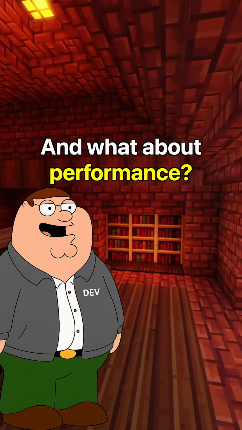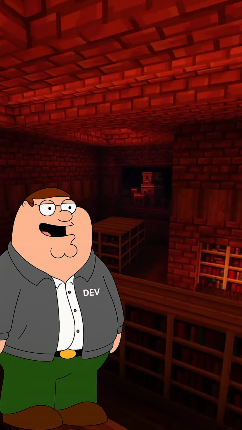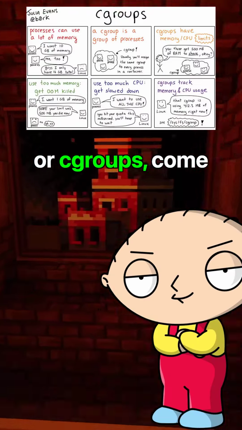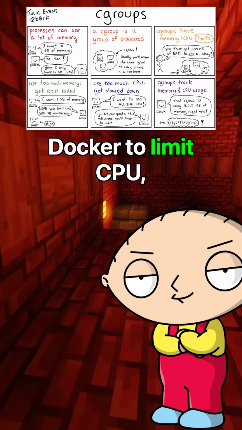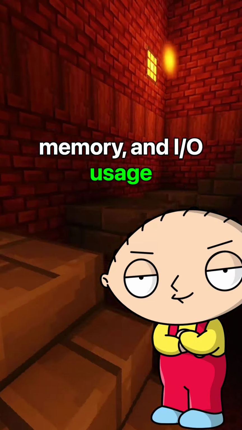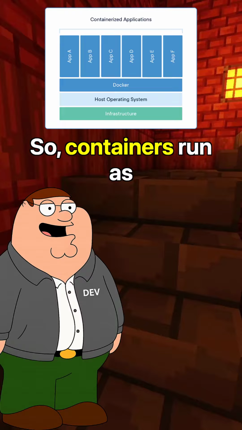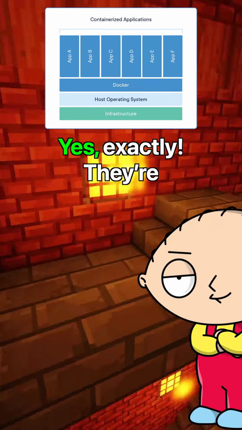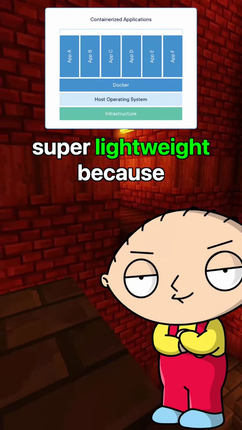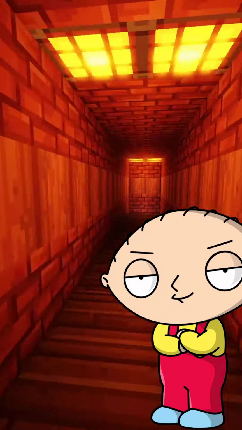And what about performance? How does it manage resources? That's where control groups, or cgroups, come in. They allow Docker to limit CPU, memory, and I/O usage effectively. So containers run as regular processes? Yes, exactly! They're super lightweight because they share the host system kernel.